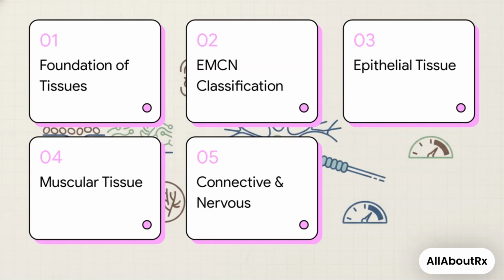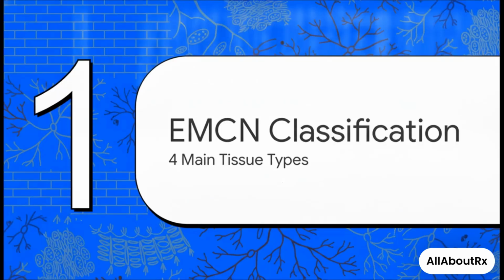Here's our quick roadmap for today. We'll start with the foundation of tissues, move into the EMCN classification, tackle epithelial tissue and some exam tips, hit the highlights of muscular tissue, and wrap up with an overview of connective and nervous tissues. All right, let's jump into Section 1, the EMCN classification.